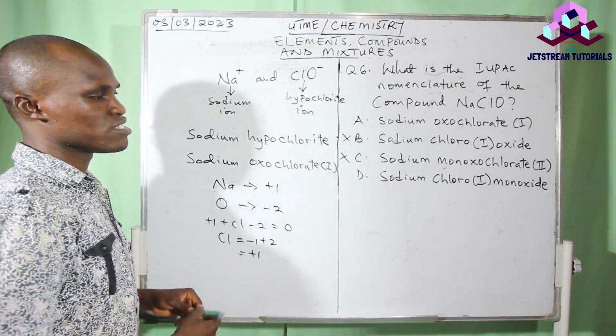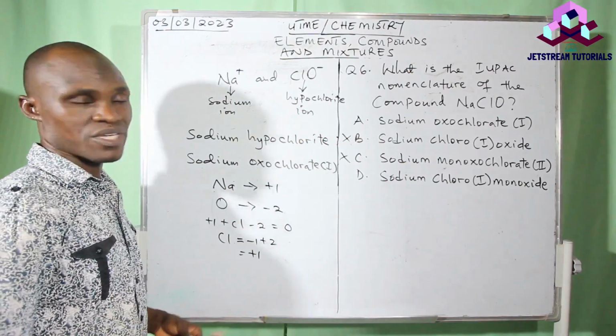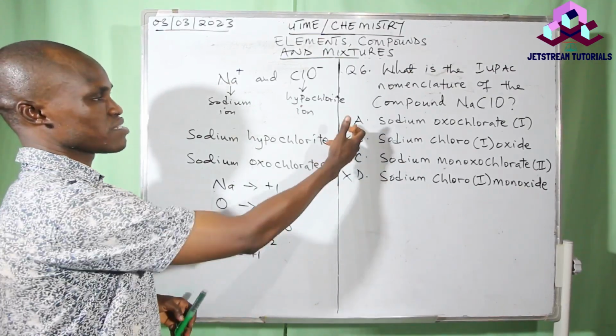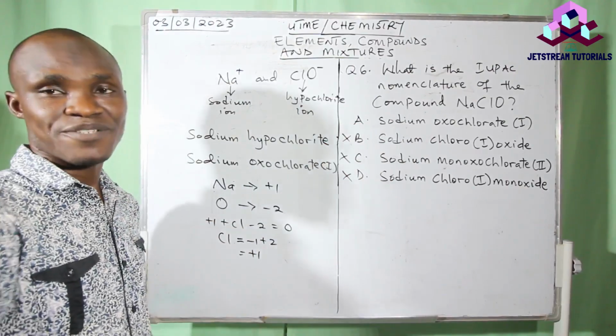Then if you look at option D, the same thing, chloro(I), which is not in order. So you get to realize that option A is the correct answer. I hope this helps.